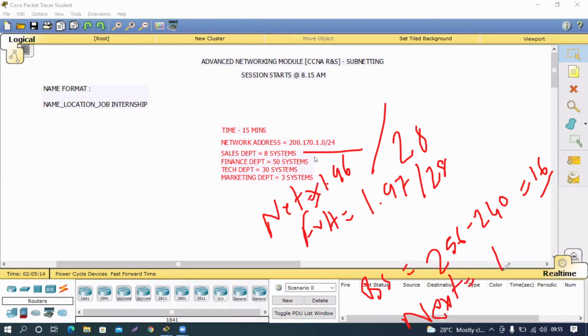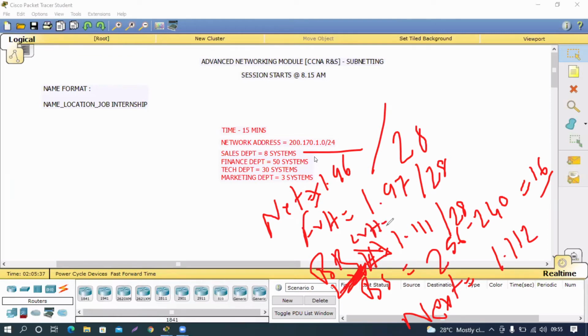It is 1.112. So your last valid host address will be... your broadcast address will be 1.111, and the last valid host address will be 1.110. Correct? Yes, sir.